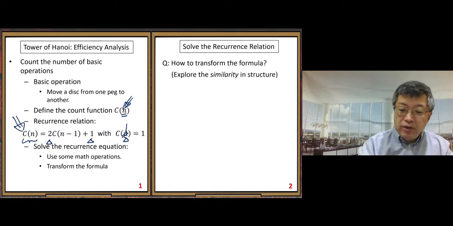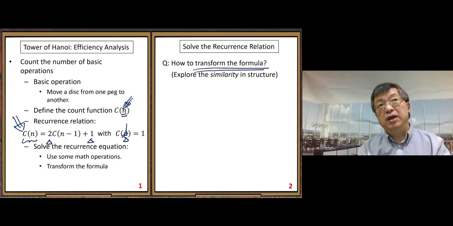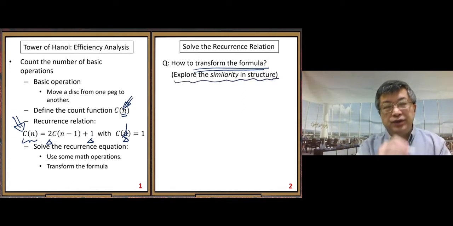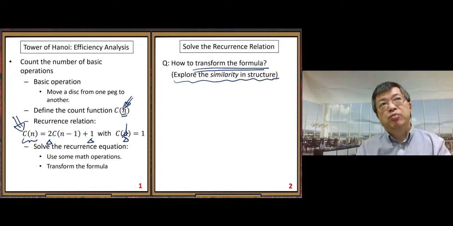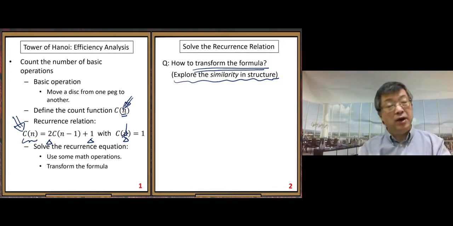When we transform the formula, the question is, how do you transform the formula, right? It's not easy because usually people do not know how to transform the formula. Here, I give you some guideline. Explore the similarity in structure. What do you mean, explore the similarity in structure? Here, let me show you in this example.